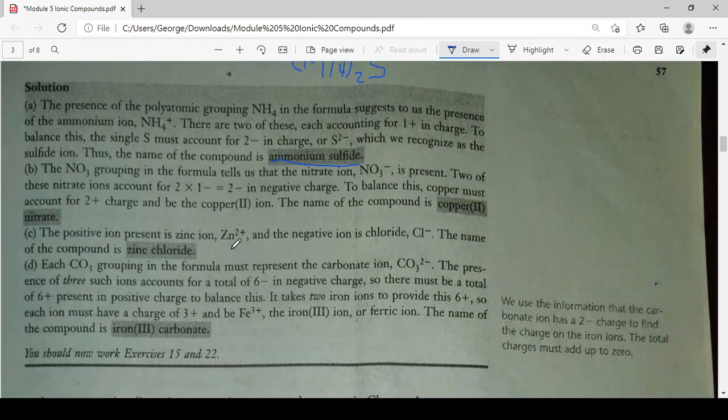Letter B. The NO3 grouping naman sa aton nga formula tells us that the nitrate ion, NO3 negative, is present. Two of these nitrate ions account for 2 times 1 negative is equals to 2 negative in negative charge. 2 times 1 is equals to 2 negative, right? Okay, 2 times 1 negative is 2 negative. To balance this, copper must account for 2 charges and be the copper 2 ion. So the name of your compound is now copper 2 nitrate.